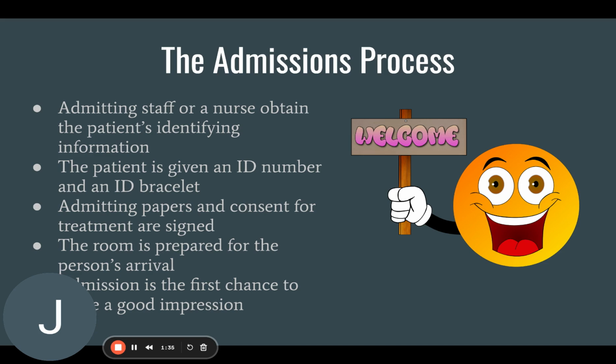So for the admissions process, the admitting staff member or a nurse obtains the patient's identifying information, which includes the patient's full name, age, and date of birth. The patient is given an ID number and an ID bracelet. The admitting papers and consent for treatment are signed. The room is prepared for the person's arrival. So what that means is that an admission pack is prepared.